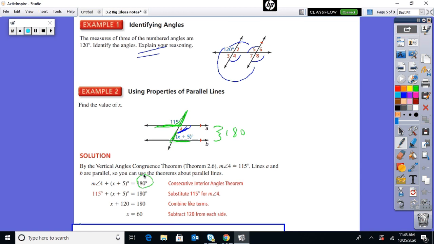Technically what you did was this explanation here. One of each adds up to 180, substitute in what you know, and then solve it for the variable. And that's all they wanted here, the value of x. They didn't want you to plug it back in. It would be 65 degrees if you plugged it back in.